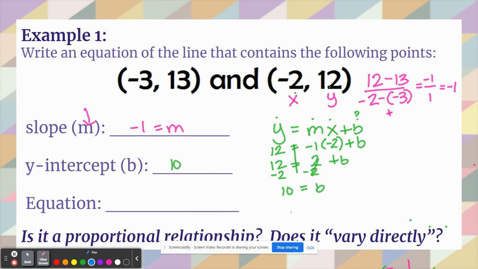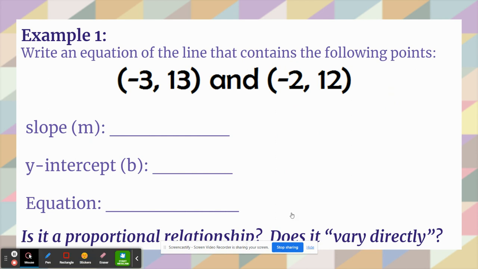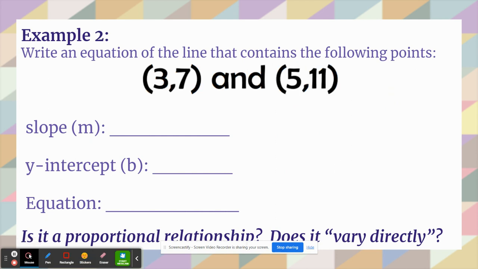So I'm now ready to write my equation. Y equals -1x plus 10, or you can just simply say y equals -x plus 10. And because that one you can simplify out. And we know this is not proportional or does not vary directly because we have an add-on. Okay, let's try the next question.